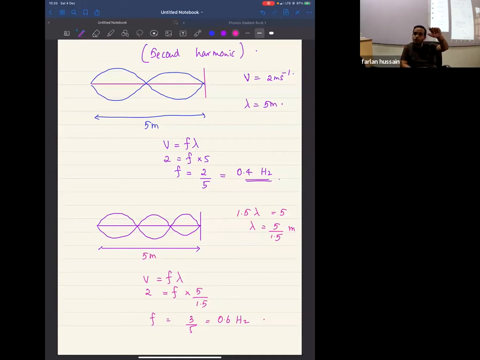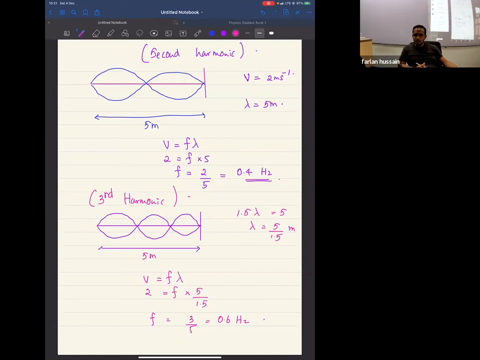That will be one with 4 loops. So this was the second harmonic, and this we call the third harmonic. To get the fourth harmonic, you will need 0.8 hertz. For the next one, it will be 1 hertz. The next one, it will be 1.2 hertz.